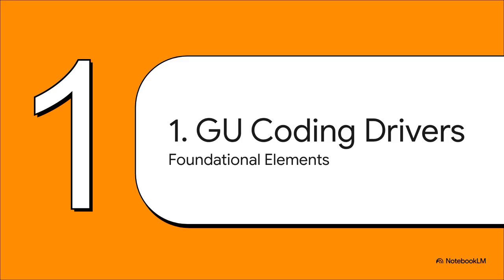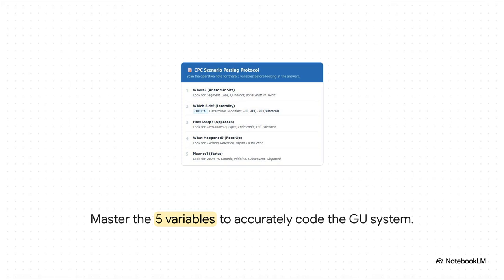Section 1. GU coding drivers. And this brilliantly illustrates the exact variables you need to be scanning for in any operative note, literally before you even peek at those CPC exam answers. For the GU system, your coding decisions are heavily driven by organ specificity, laterality, right, left, or bilateral, and whether we're talking about the upper versus the lower tract. You also absolutely have to identify any infection or obstruction status. These little nuances can completely change your code selection, so keep a sharp eye out for them.